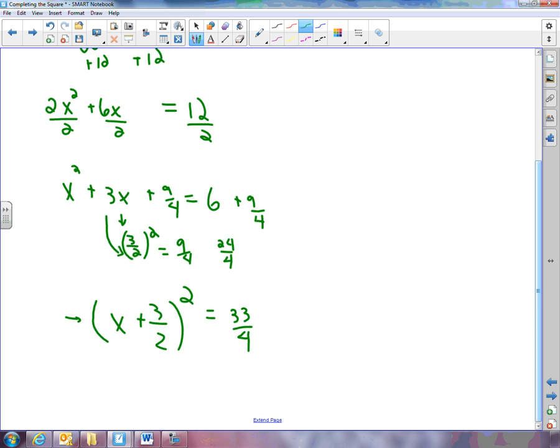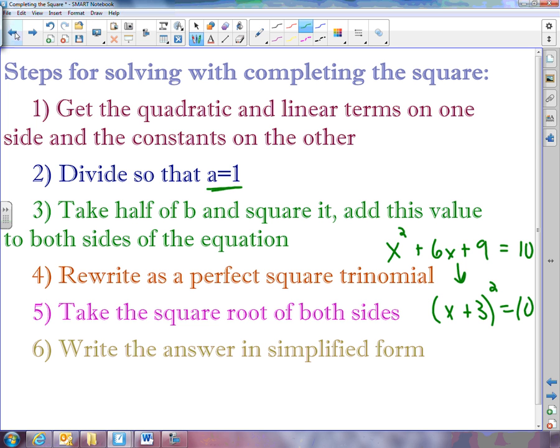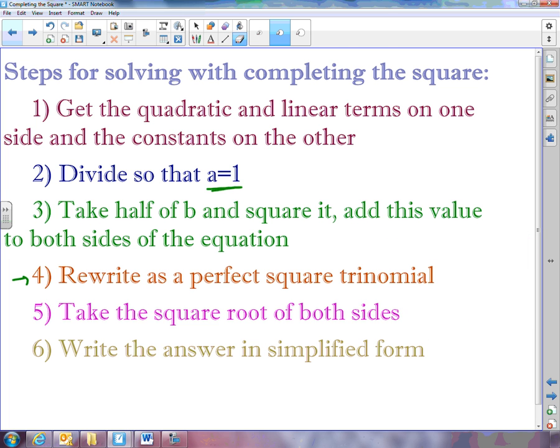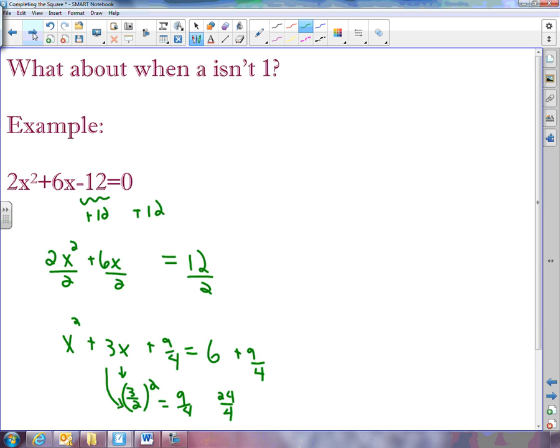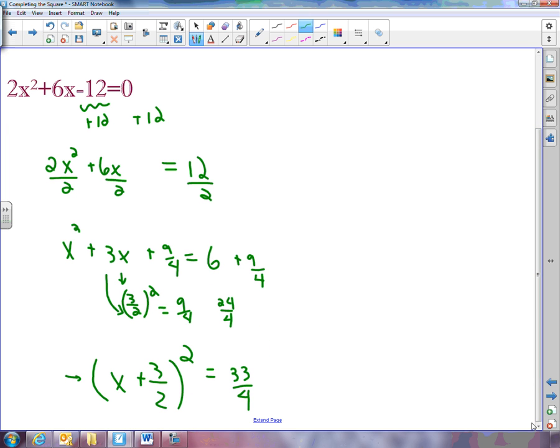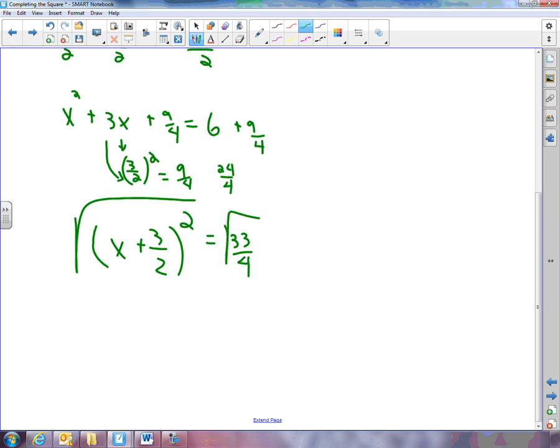So now that we're here, so far we've just rewritten it as a perfect square. Now we're going to take the square root of both sides, and we are going to write the answer in a simplified form. So now let's take that square root. Oh, an error. That's not negative. So we're going to take the square root of both sides, and that's going to give us x plus 3 over 2 equals. Now remember, when you introduce a square root into the equation, you have to include the plus or minus.